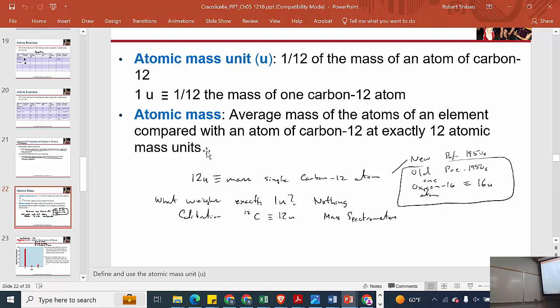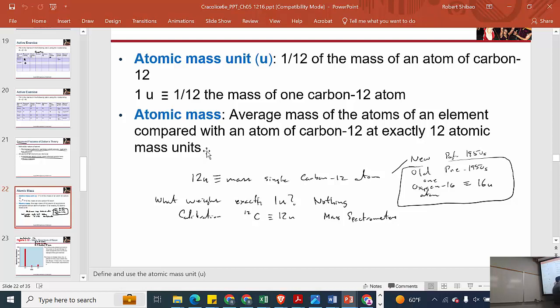The old definition is like pre-1950s. If you look at the old periodic tables, they have different average atomic masses. The reason they have different average atomic masses is because in the pre-1950s they defined the AMU based on oxygen 16. What they said is that 1 oxygen 16 atom weighs exactly 16 U. Well, if 1 oxygen 16 weighs exactly 16 U, then that tweaks carbon. Carbon's going to be offset a little bit, and so carbon 12 is no longer going to weigh exactly 12 U.